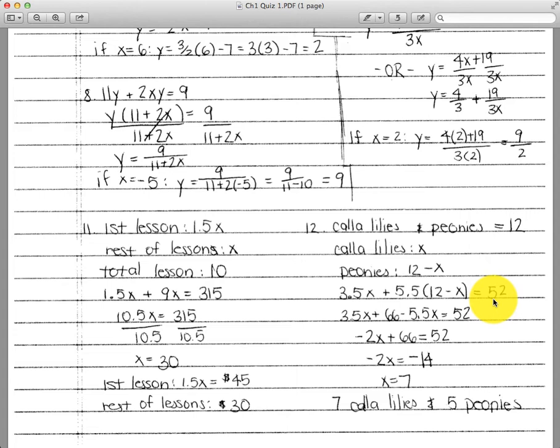The key to number 12 here is that you have 12 total, so you don't need to have an x and a y variable separately. If you have x of one, you have 12 minus x of the other.